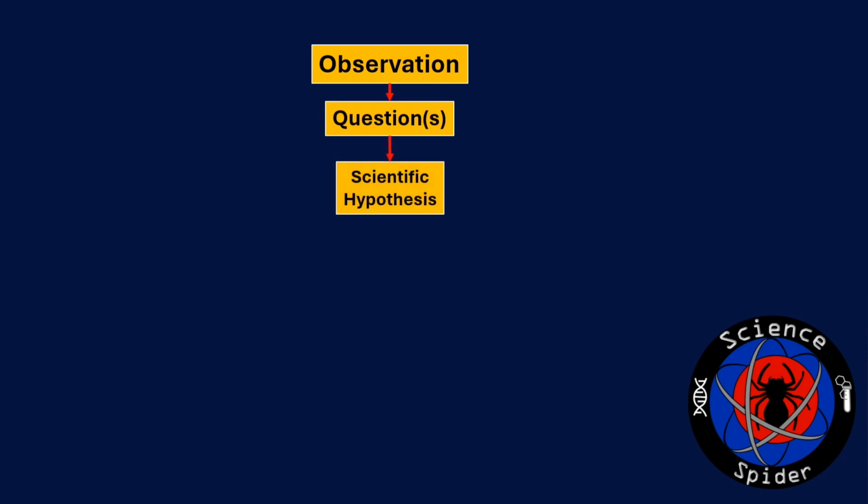Now, in my experience, the best science starts with, hey, that's weird, and that's your observation, which leads to your question, why is it weird, or how is it weird? And that leads to your scientific hypothesis, which is the explanation for the question. It is the reason why the things are happening. And that leads you to your predictions.